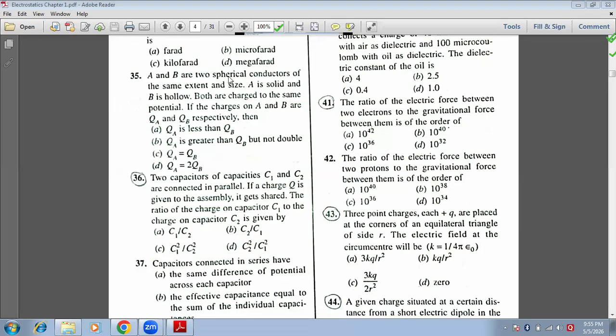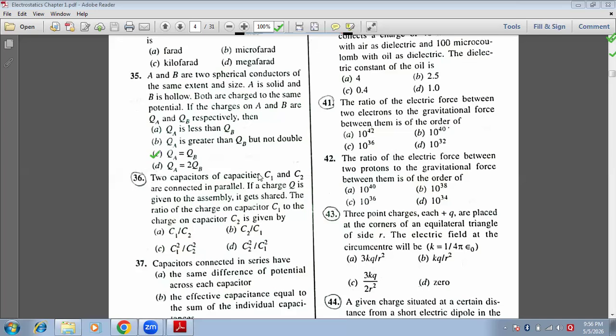A and B are two spherical conductors of the same extent and size. A is solid and B is hollow. Both are charged to the same potential. If the charges on A and B are QA and QB respectively, then option A, QA is less than QB. Option B, QA is greater than QB but not double. Option C, QA equal to QB. Option D, QA equal to 2QB. Correct answer, option C, QA equal to QB.